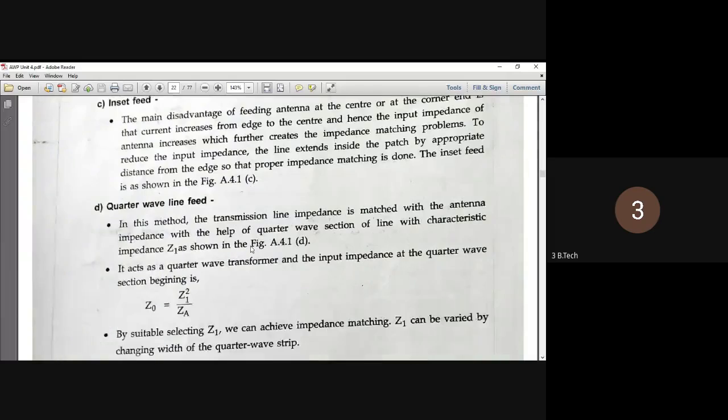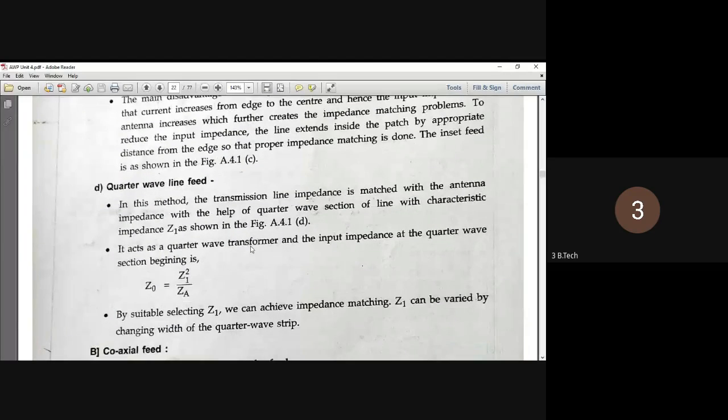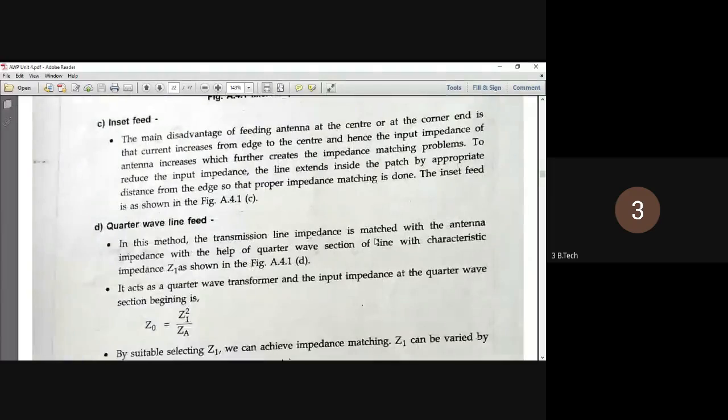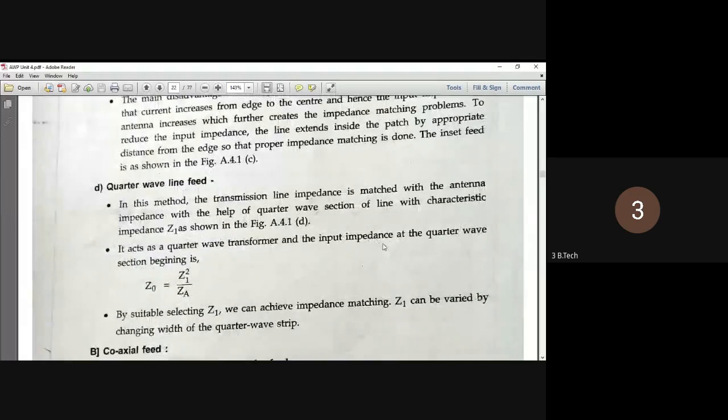The last one is quarter wave line feed. In this method, transmission line impedance is matched with the antenna impedance. Yes, source impedance should be matched with the transmission line impedance. This is done with the help of a quarter wave transformer, called lambda by 4 transformers. Lambda by 4 transformers are mainly used for impedance matching.